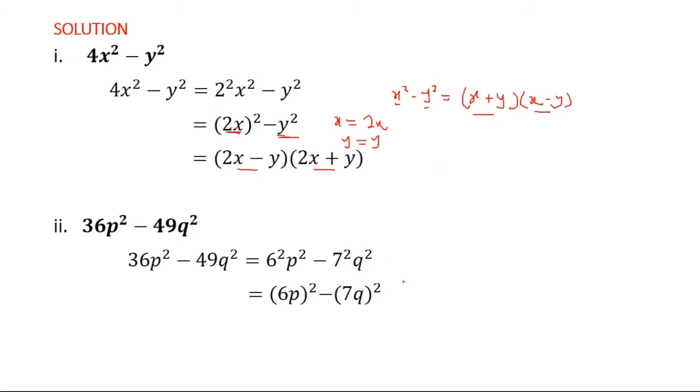So you can see clearly from here that this is the first term, 6p, and this is the second term, 7q. 6p is a square, 7q is a square, and we have a minus here. So this qualifies as a difference of two squares. To expand this, you write the first term, 6p, minus the second term, 7q, in one bracket. Then you open another bracket: the first term, 6p, plus the second term, 7q.